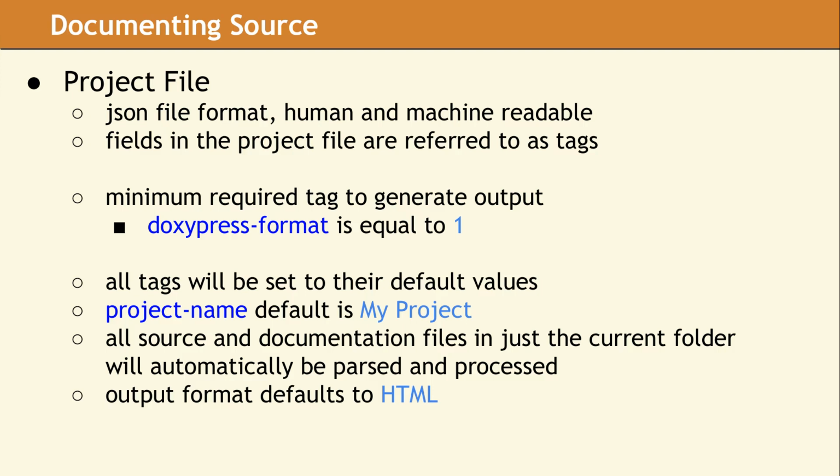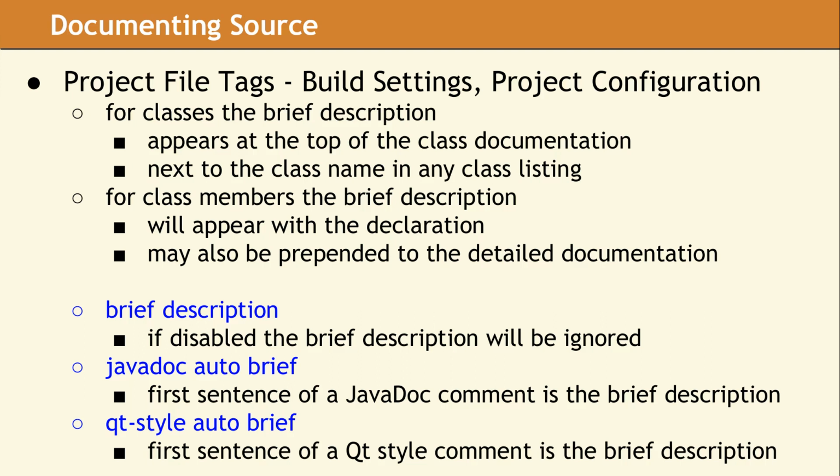Obviously, this is not very useful. Most likely, you'll want to define several of the other tags. If you open the DoxyPress app and select File, New, then a complete JSON project file will be created with the default values. One of the components of documentation to be aware of is the brief description.